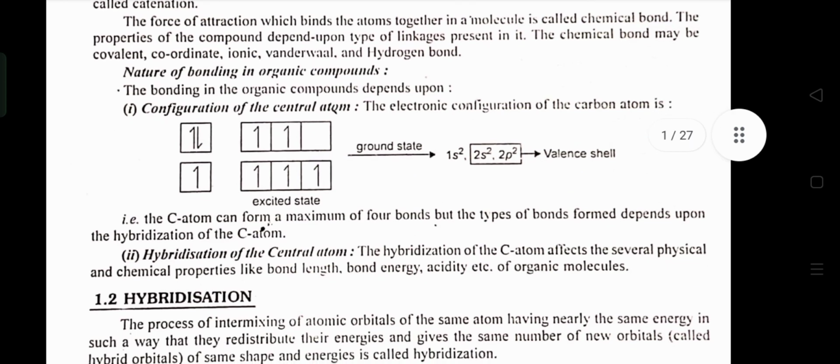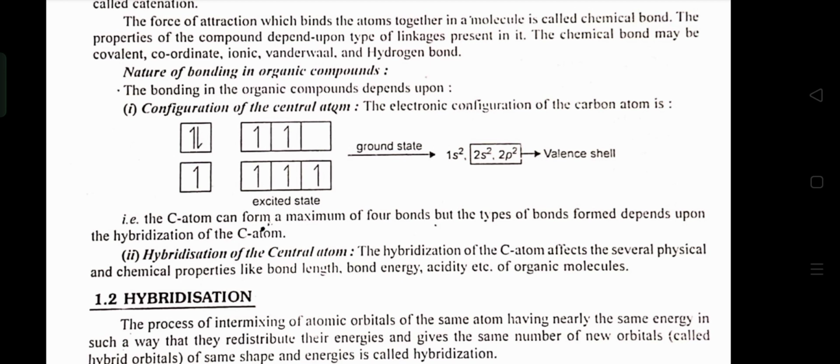The force of attraction which binds the atoms together in a molecule is called a chemical bond. The property of a compound depends upon the linkage present in it. The chemical bond may be covalent, coordinate, ionic, van der Waals, and hydrogen bonding.